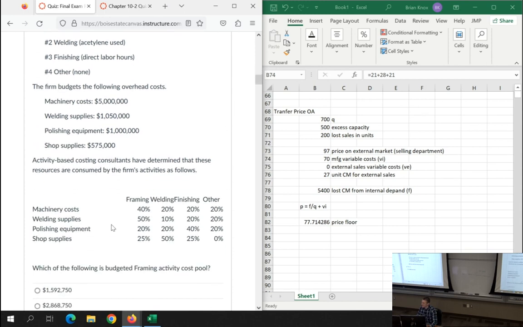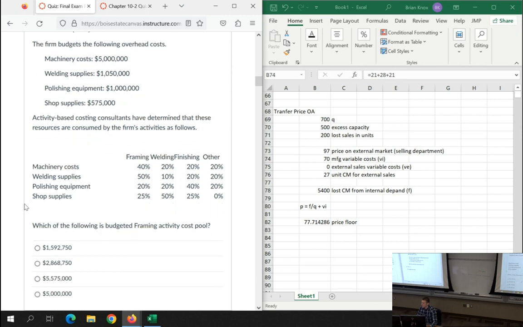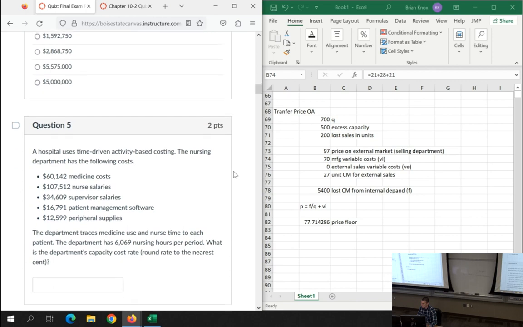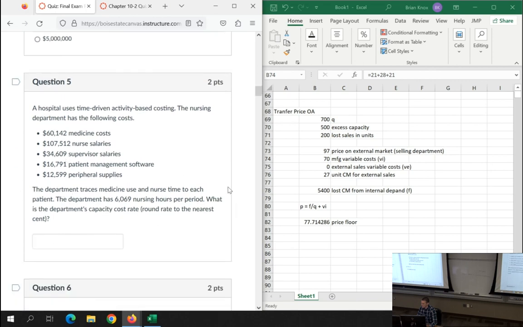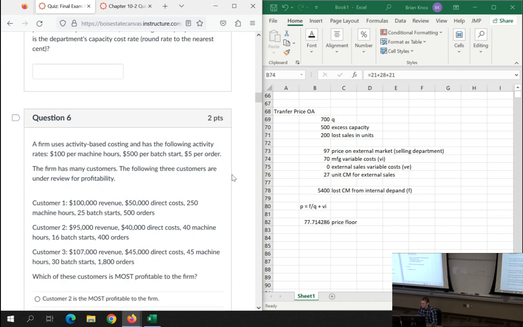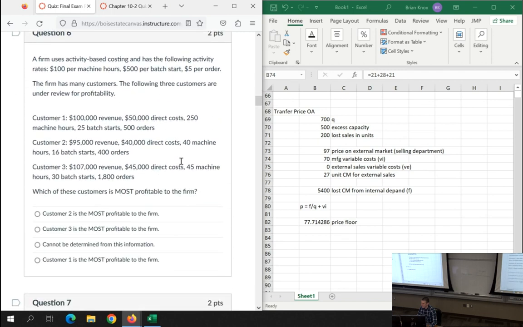Here's an activity-based costing question. This is a first stage allocation question. Try to get you to build an activity cost pool. Here's a TD ABC question. All right, here's an ABM question, activity-based management. Which customer is most profitable to the firm based on ABC information.